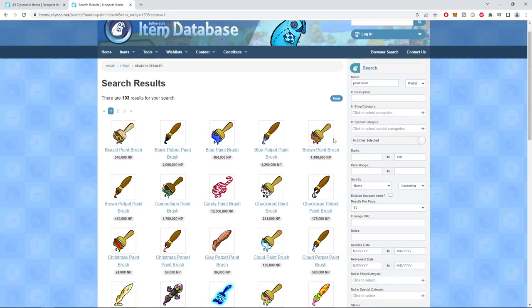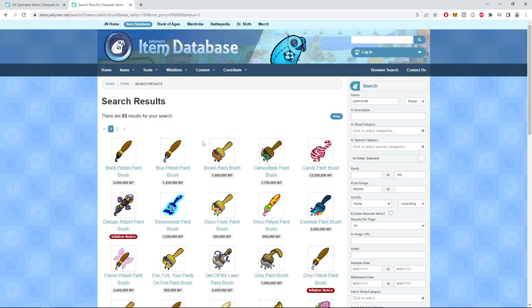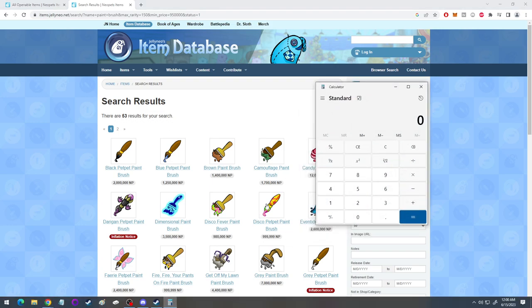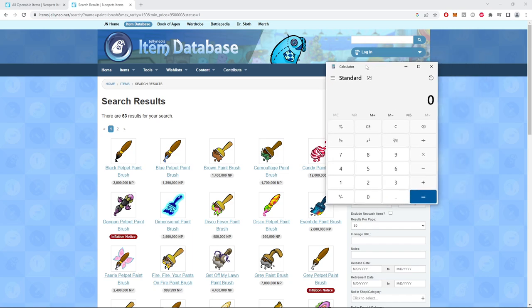So the first thing you want to know here, what's the median price? What's the average middle price of a paintbrush? And I just did the math before. There's 103, you drop to 950, you get about 50. So the average paintbrush here is worth 950K.